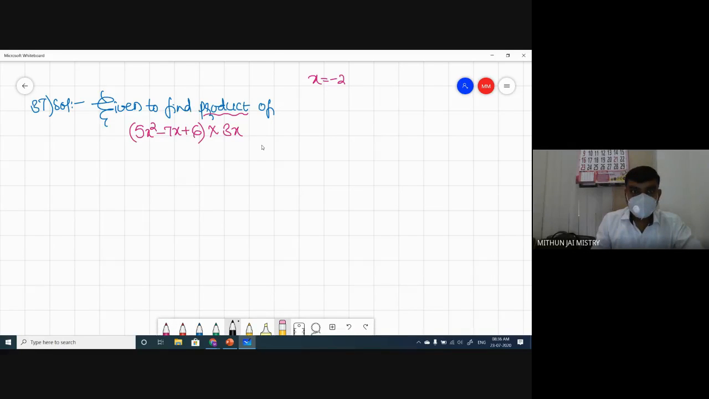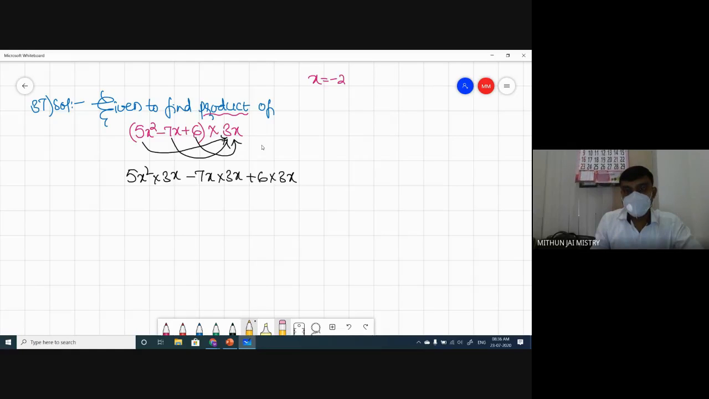We are going to multiply 5x squared into 3x, 5x squared into 3x, right? Then we have minus 7x into 3x, and finally plus 6 into 3x. So this is what I call distributive property. Here what we have done, we have distributed 3x to each term of the first given bracket. So distributive property, that's the reason.